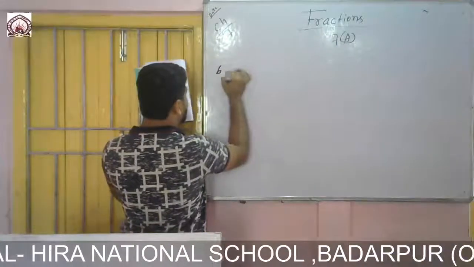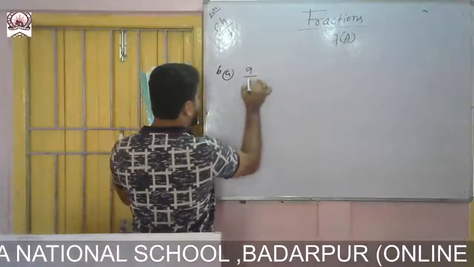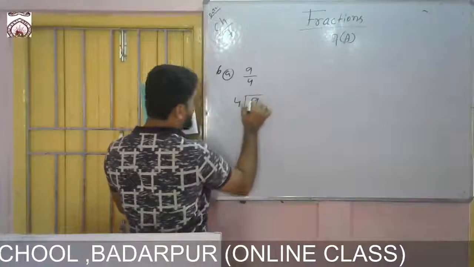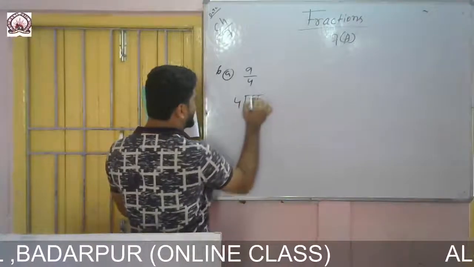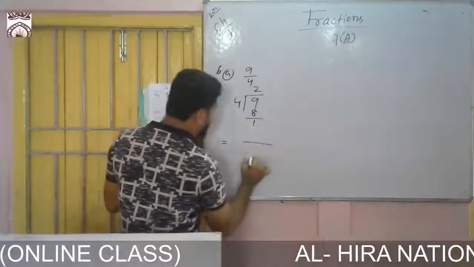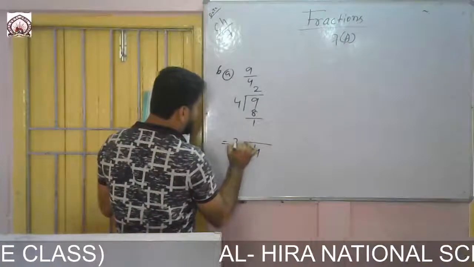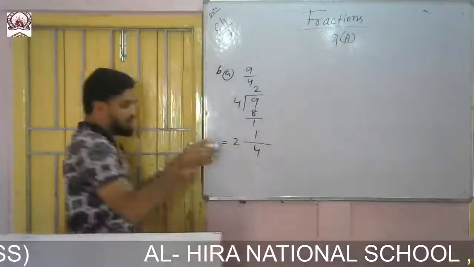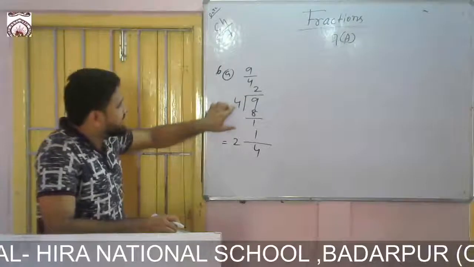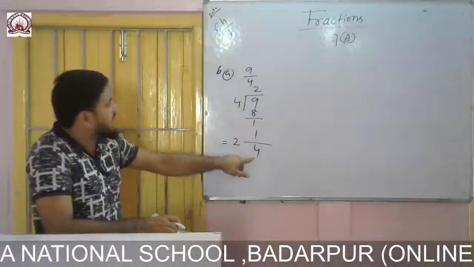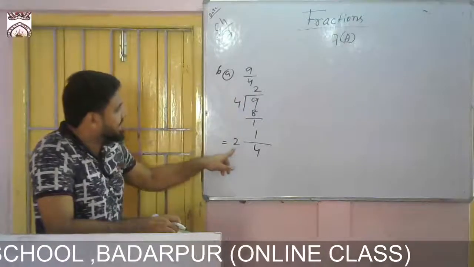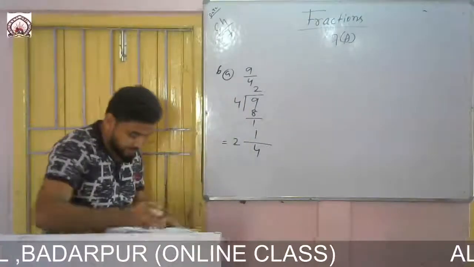So 6a, you see number 1, 9 by 4. So divide 9 by 4. 4 1s are 4, 4 2s are 8. Remainder 1. So it will be like this: 2 1 by 4. 4 2s are 8 and 1. So you write the divisor as the denominator, 2 as the natural number, and the remainder as the numerator.